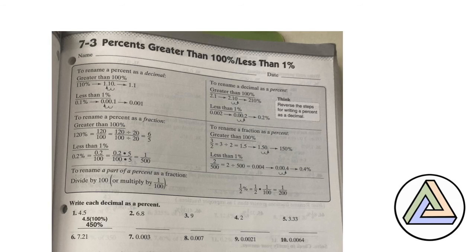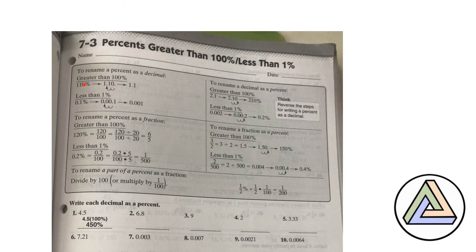So this next page is probably the most confusing one because they do throw a bunch of different rules at you that they expect you to, at some point, sort of remember, right? So let's look at each one at a time. Let's say you want to rename a percent as a decimal. In other words, they give you a percent and you have to turn it into a decimal. Well, it turns out this is actually fairly easy. You just take whatever the percent is and you move the decimal place twice to the left.